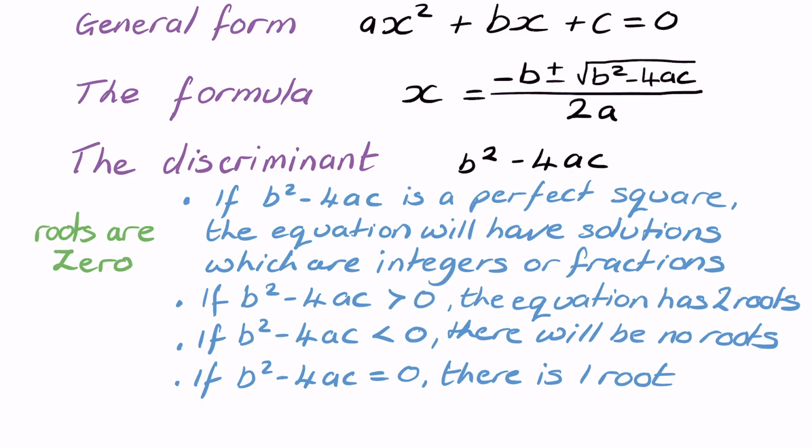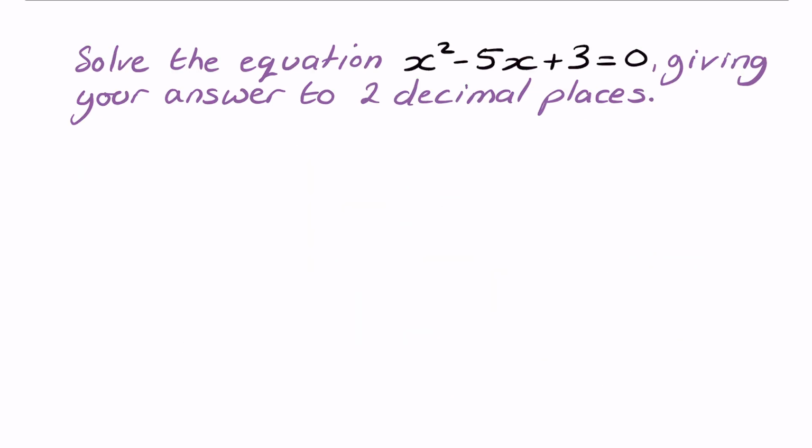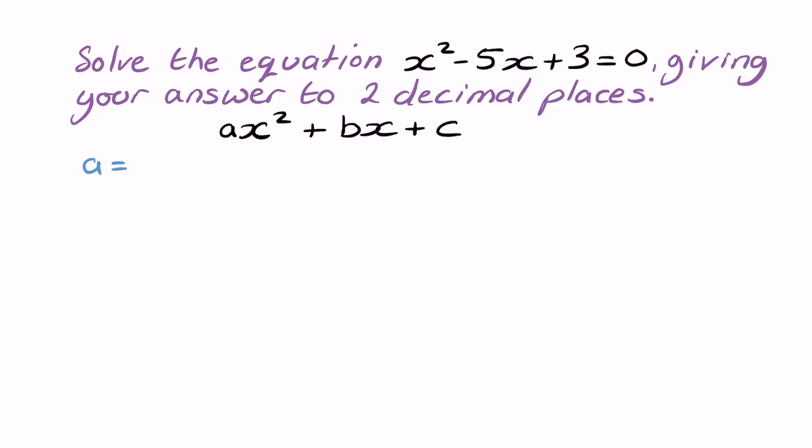Now let's work through some questions on solving quadratics with the formula. Here is the kind of question you could get. We're being asked to solve the equation x squared minus 5x plus 3 equals 0, giving your answer to 2 decimal places. If you get that in an exam, you've not been asked to solve using completed square form, and you can't factorise this quadratic, so you will go ahead and use the formula. First of all, let's write out the general form, and then we'll write what each coefficient is. So we have a equals 1, b equals -5, c equals positive 3.